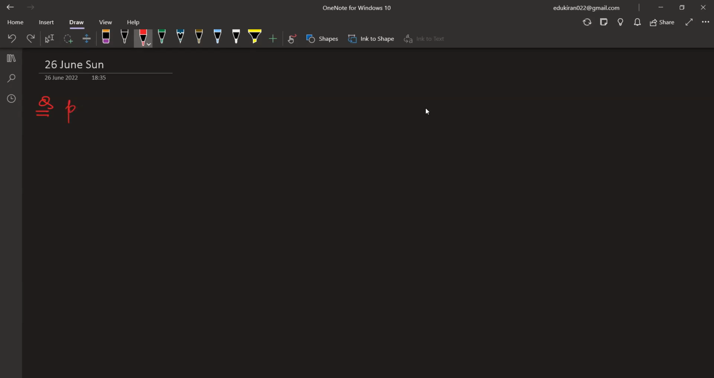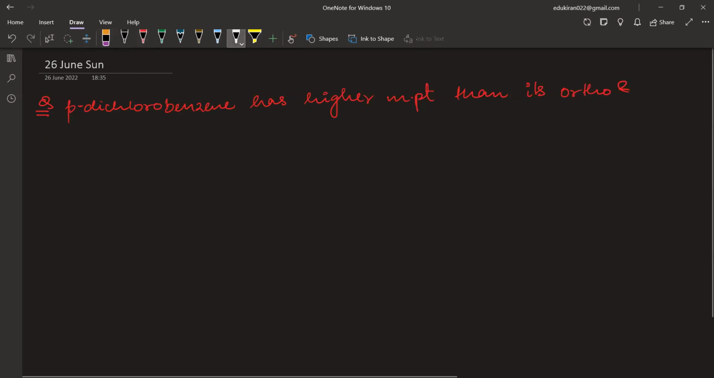P dichlorobenzene has higher melting point than its ortho and meta isomers. Sorry, ortho and meta. Correct. Ortho and meta isomers. Explain.